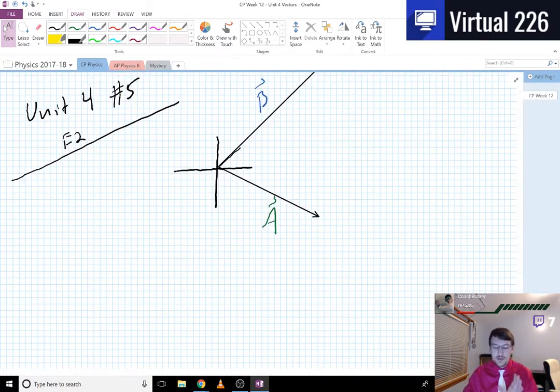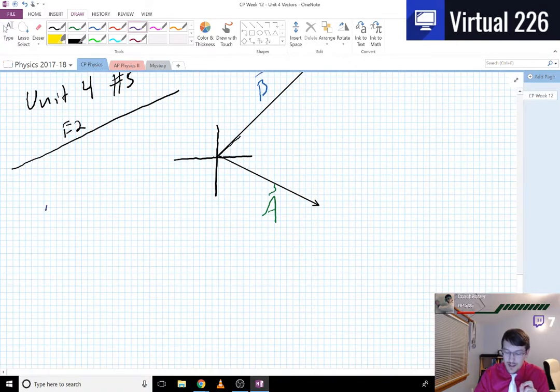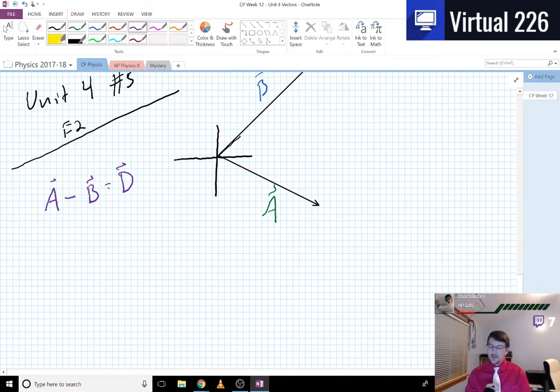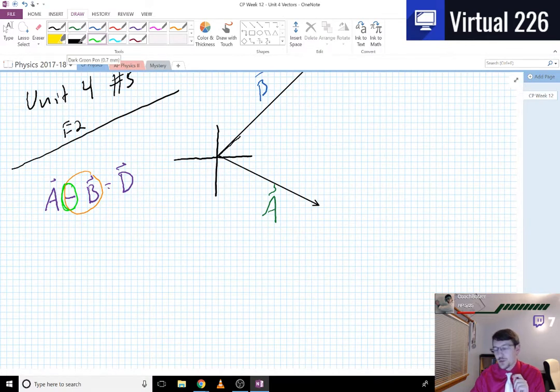But this problem is asking us to do something a little different. This problem is asking us not to do A plus B. It's asking us to do A minus B in order to get our resultant vector, which in this case they're calling D. So it's a little bit different. The key here is this negative B. That's where everybody gets thrown off. What we can recognize is that negative sign there, and you know, from your math class, you can think about it this way.